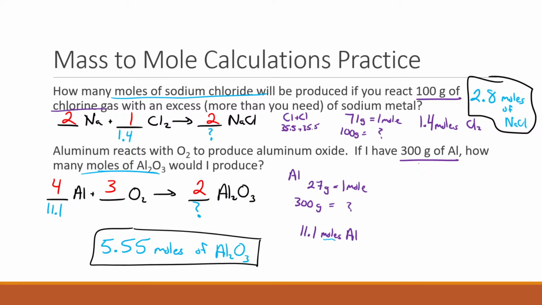Your proportions are made for you if you keep things lined up: grams over grams, moles over moles. As long as you keep your numbers straight and line things up, my mystery thing here is aluminum oxide, so my question mark goes under aluminum oxide. If you do these carefully, everything is set up for you.